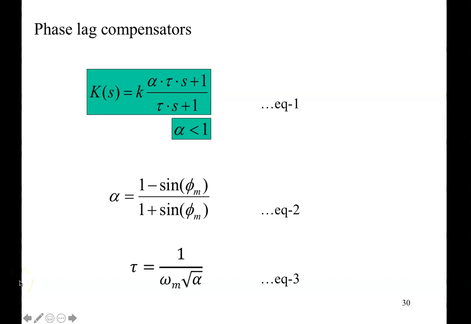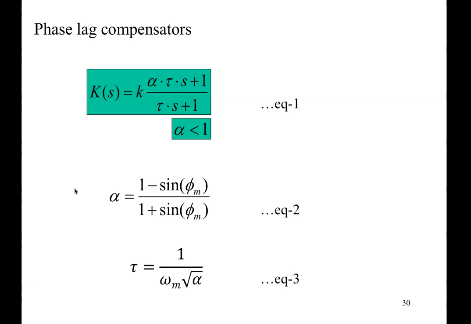Right. In the last session, we discussed the design of phase lead compensators so that we can get the controller or the closed loop system to give us the right crossover frequency and the right phase margins so that the system becomes more stable. That's really the aim of using phase lead compensators. Now, the opposite to the phase lead compensator is the phase lag compensator.